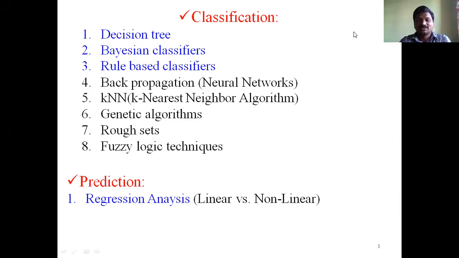And then what is the rule based classification? And then these are all different methods for the classification. And then back propagation is one of the methods. That means you know about the neural networks. And then k nearest neighbor algorithm, and then genetic algorithm, rough sets, and fuzzy logic techniques. These are all classification techniques.